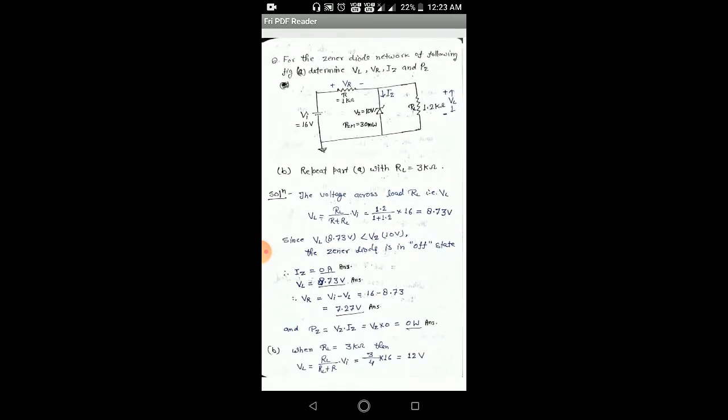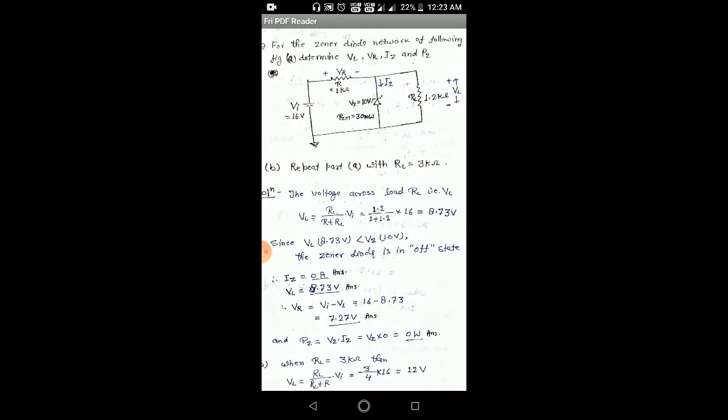So second case, repeat part A with RL equal to 3 kilo ohm. It means in the first case RL is equal to 1.2 kilo ohm, and in the second case RL is equal to 3 kilo ohm. So now solve these questions.